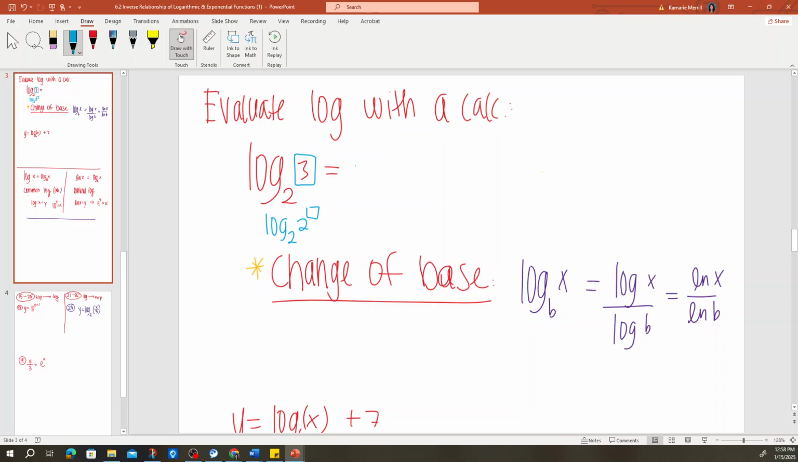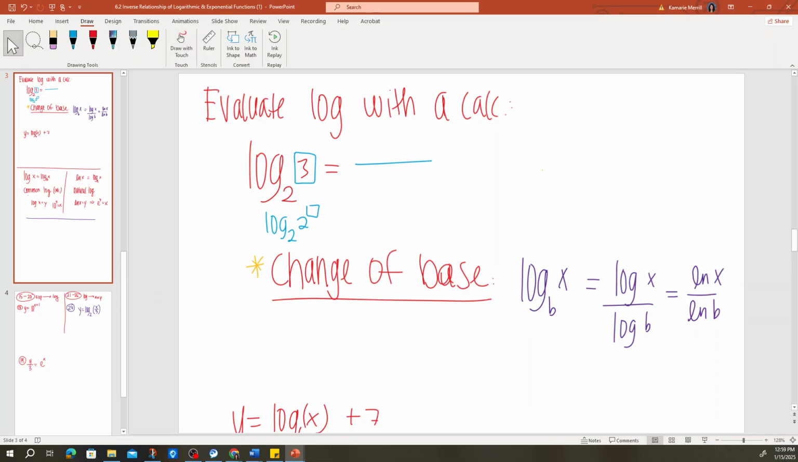So how does this go into my calculator? This is the change of base formula. Your calculator works in base 10 or base E. LNs are technically, which we actually are learning this on the next slide. I'm going to go down here. It's actually down here.